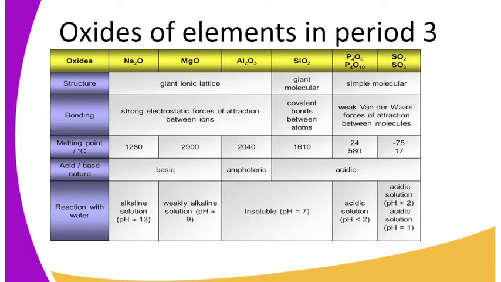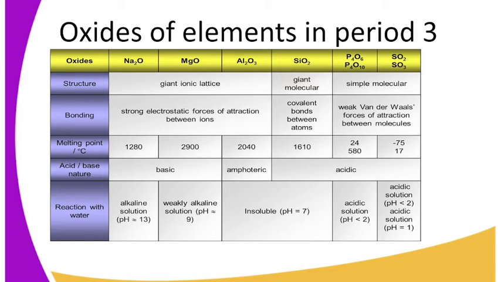From sodium across to phosphorus, the oxide exists in solid state. And from sulfur to chlorine, they form gases. The melting point increases across the period, and the melting point of the gases is negative. The same with the boiling point. It decreases across the period.